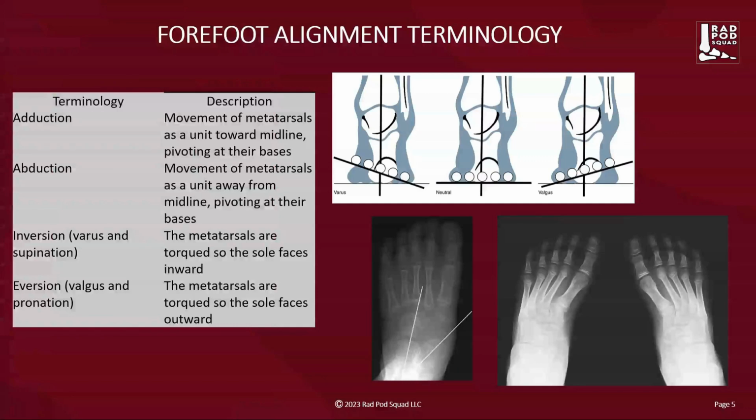Looking at forefoot alignment terminology, we're talking about adduction or movement of metatarsals as a unit towards the midline. And this will be an important compensatory biomechanic that we see in rear foot cavus. As you can see here, this is metatarsus adductus where the metatarsal bases are overlapping and moving towards the hallux. This is an example of abduction or eversion, movement of the metatarsals as a unit away from and pivoting off their bases. So you can see them very well. It's a supranormal appearance of that.